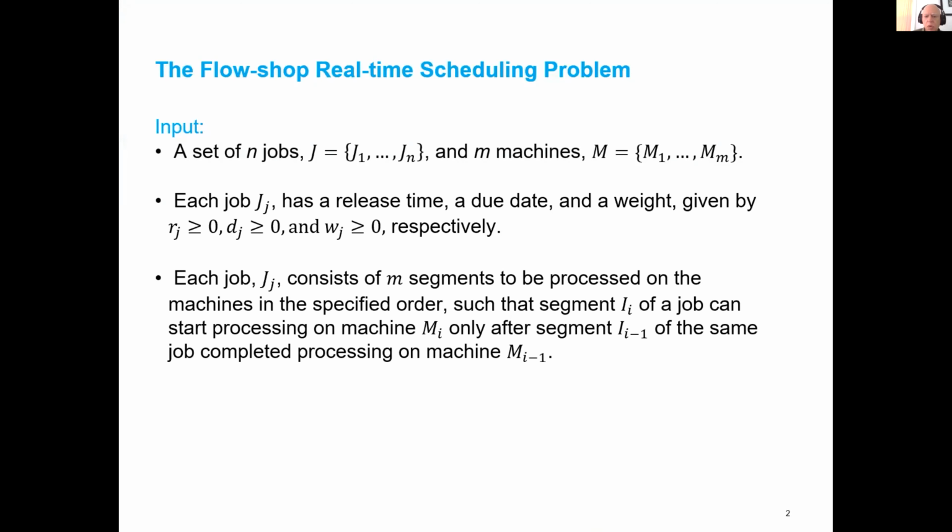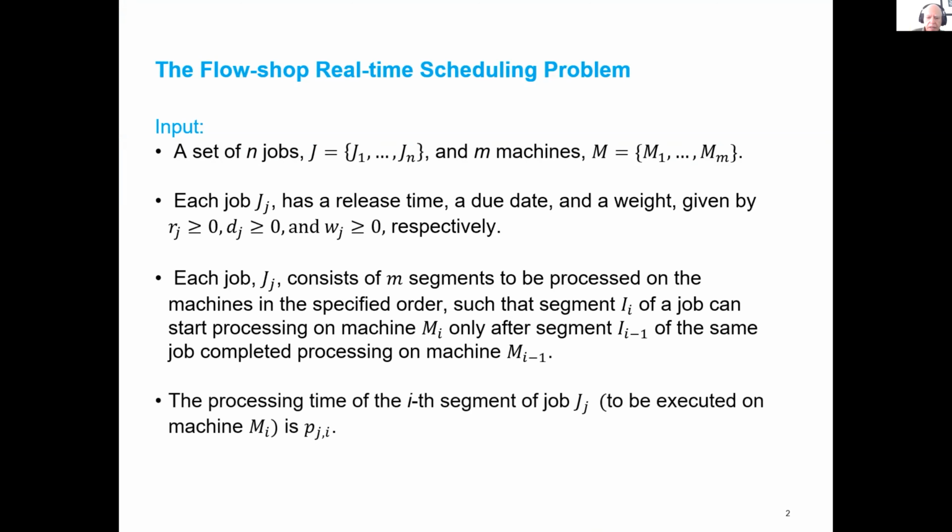Each job needs to be executed on all the machines in a fixed order. So we can assume that each job basically consists of m segments, each to be processed on one of the machines, and there is an order among these segments. You cannot do the ith segment on machine Mi before you finish the (i-1)th segment of the same job on machine Mi-1. You can look at it like a production line: you have to go from one station to another, and you cannot do the ith station before you have completed station i-1.